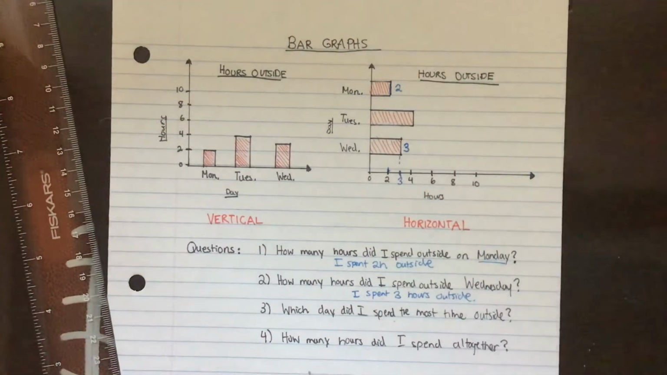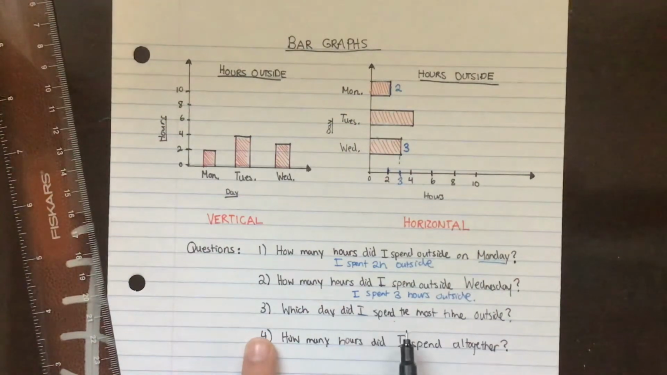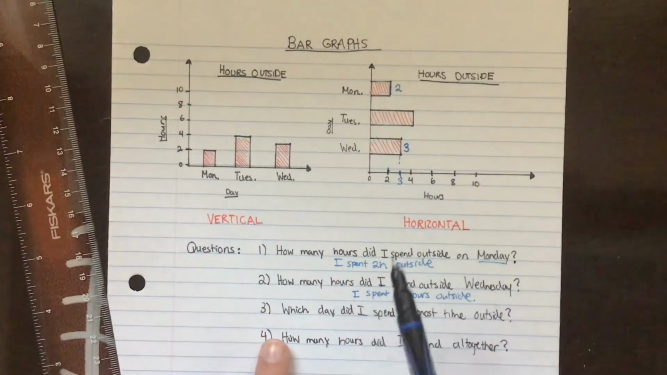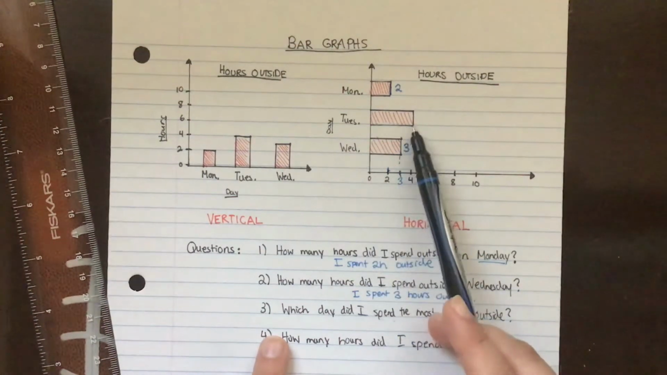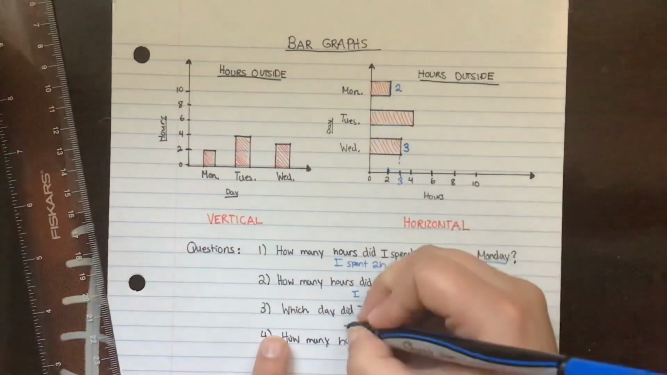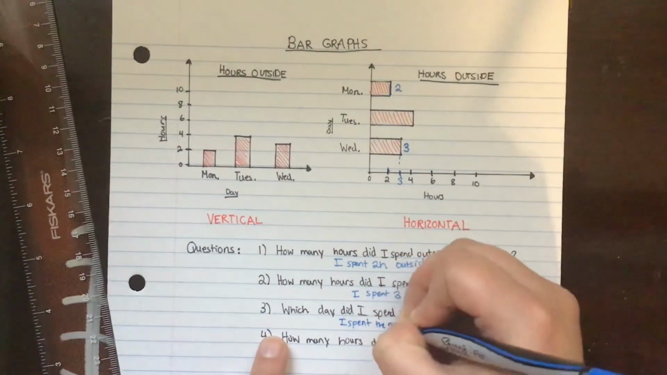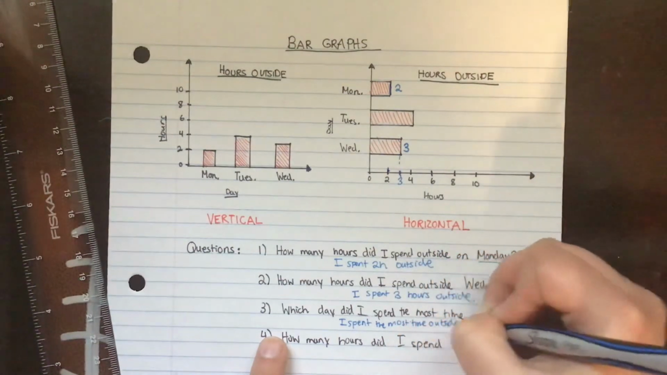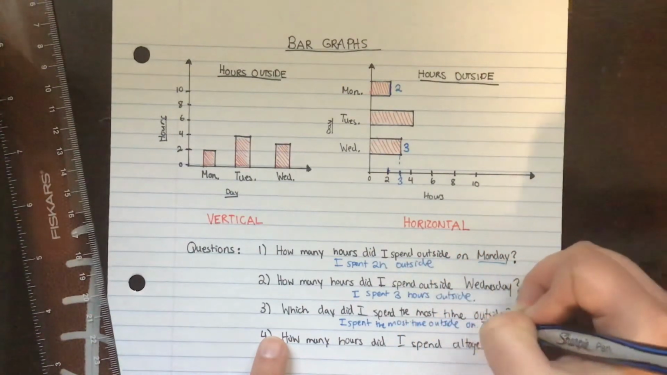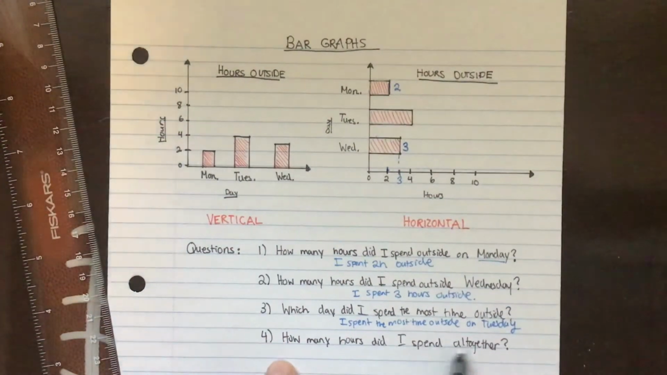Question number 3 says this. Which day did I spend the most time outside? So I'm looking for the one with the most hours outside. The largest bar is Tuesday. I spent the most time outside on Tuesday.